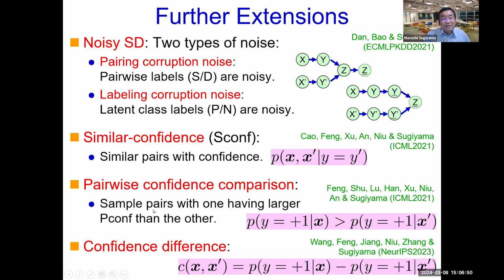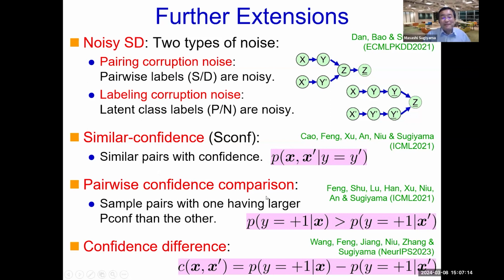Then variations are also here. One is called similar confidence classification. We assume that we have IID samples from this data for positive samples. But now we have similar pairs with confidence. So it's similar to pconf, but we have similar pairs and confidence. Then we can solve the problem without having unlabeled data.